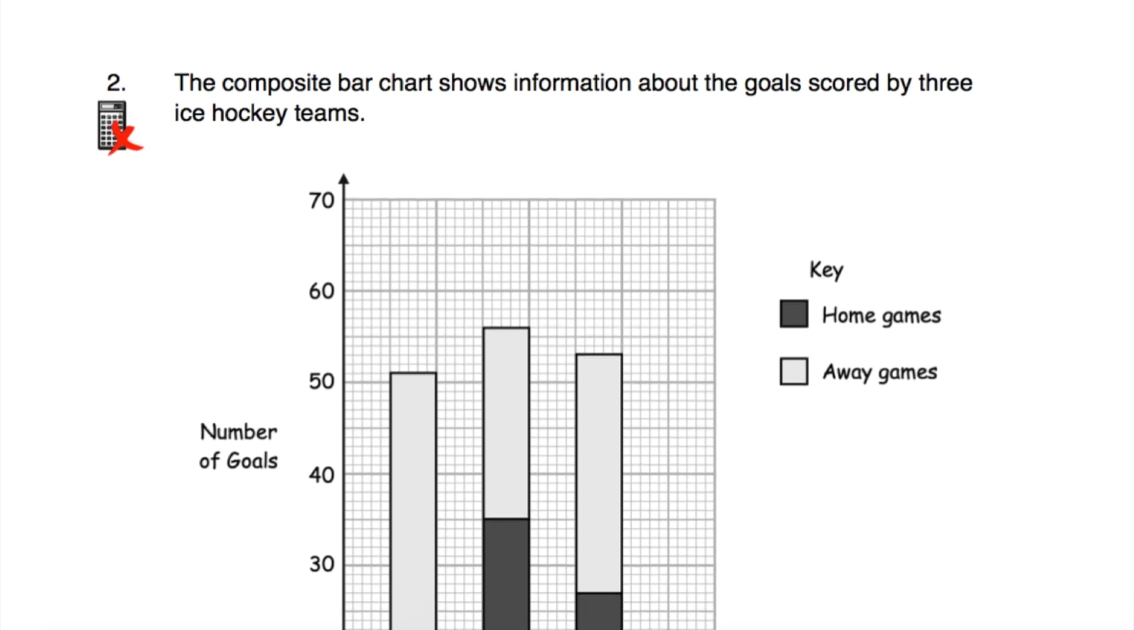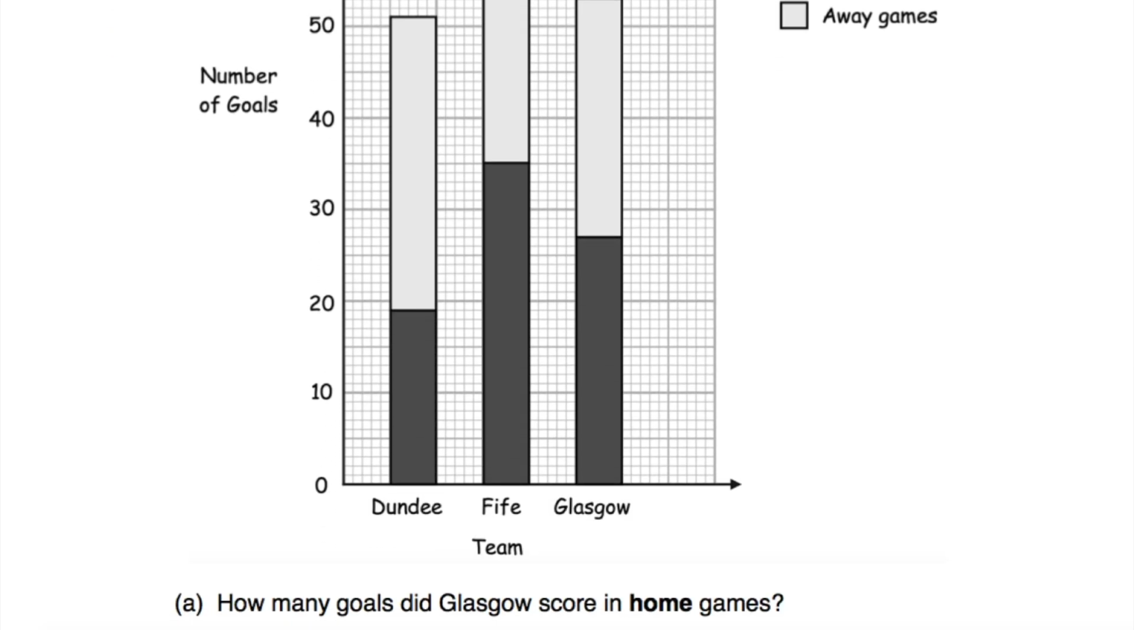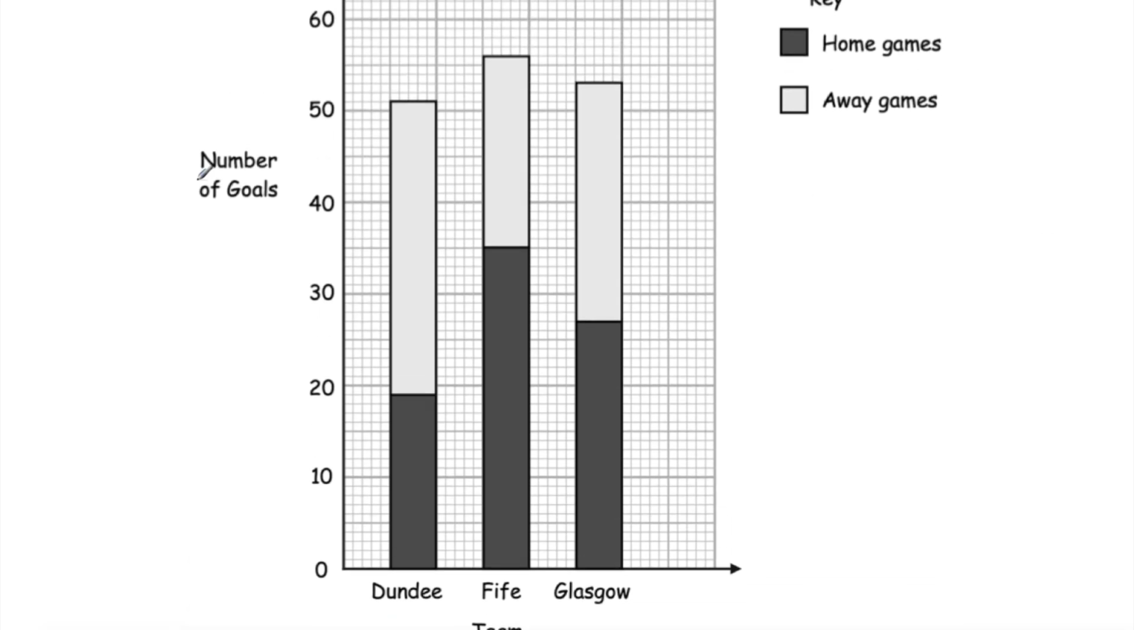Question number 2 says the Composite Bar Chart shows information about the goals scored by 3 ice hockey teams. So we've got 3 ice hockey teams. They are Dundee, Fife and Glasgow. And then if we have a look here, we've got the number of goals going up vertically. And then we've got the home games and the away games. So the home games are the games that they play at home, and the away games are the games that they play away from home.